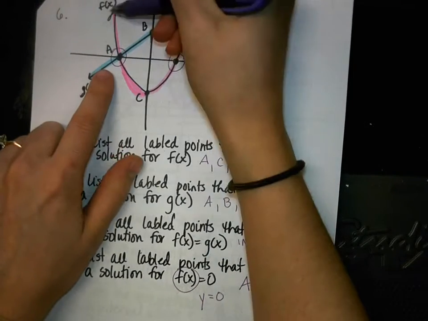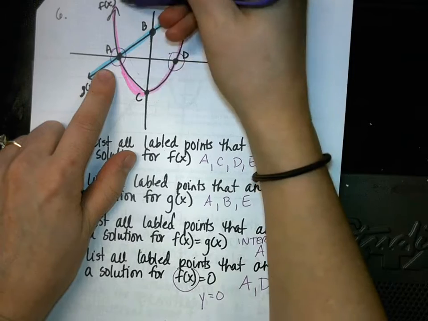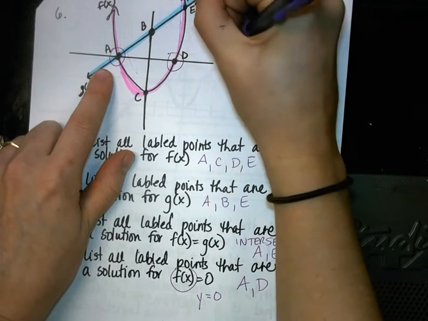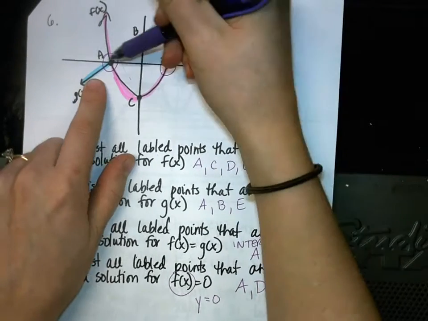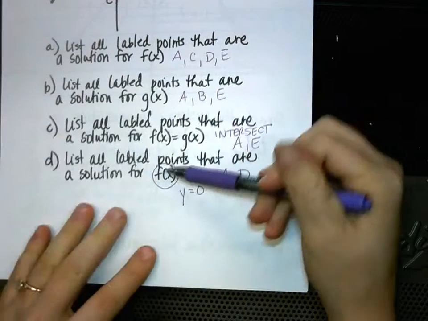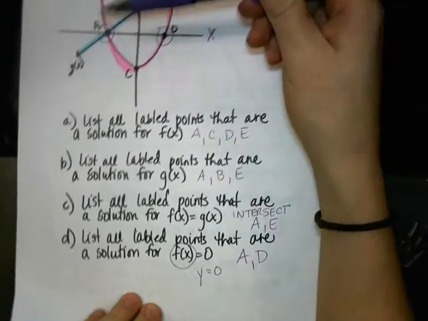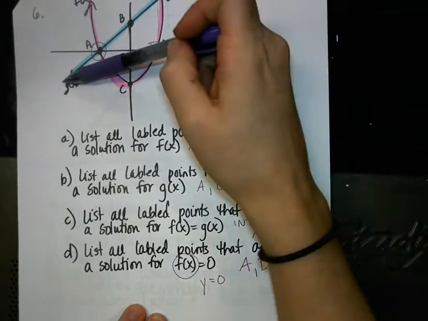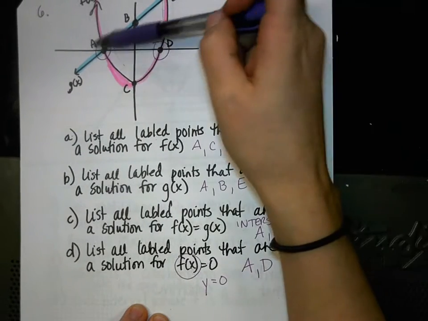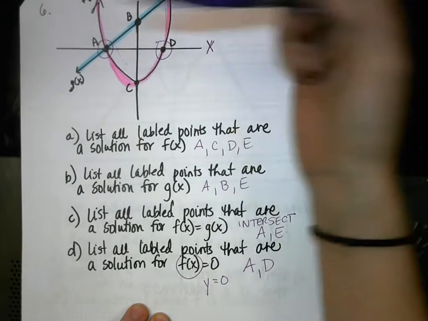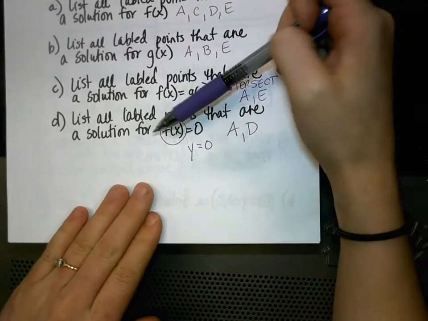My f function is the quadratic function. My y value equals 0 along my x-axis. So A and D are solutions for when f of x equals 0. If it said g of x equals 0, that would be where g of x crosses the x-axis, which would only be point A. But this is talking about function f.